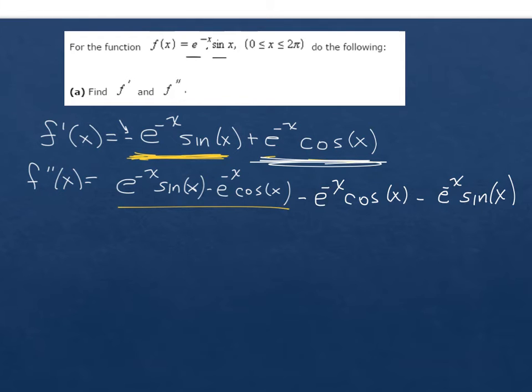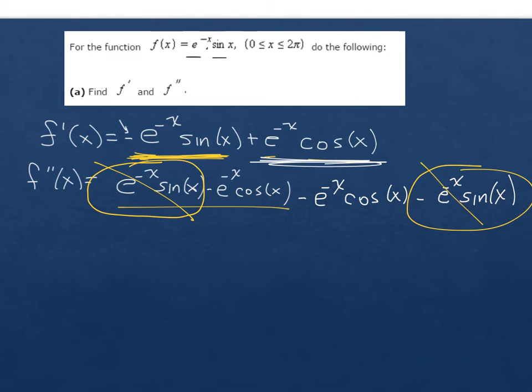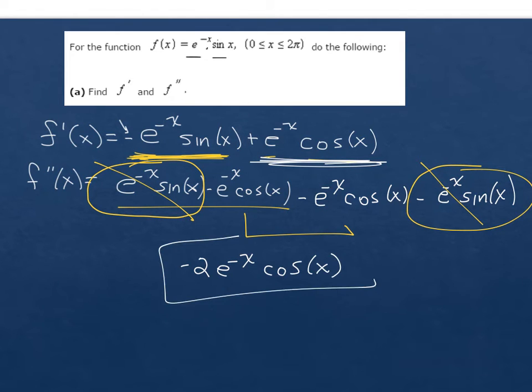And if you notice, this piece and this piece are the same but opposites. One's positive, one's negative, so it cancels. These are the same, so I can combine them. There's two of them as negative e to the negative x, cosine of x. So that would be my second derivative.